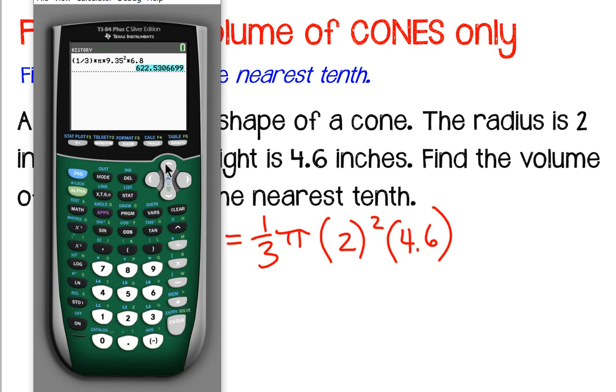Now I'm going to show you something neat here. I'm going to arrow up twice if you have a calculator like mine. I'm going to press enter. And now I can go back and I can just type over some of this information. So 9.35, I'm going to delete that and turn it into a 2. And then 6.8, I'm going to turn that into 4.6. Not that much faster, but at least I didn't have to type all that 1/3 times pi again. So the volume is 19.3 inches cubed.